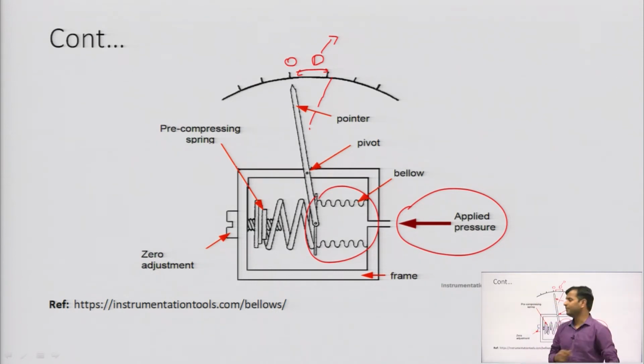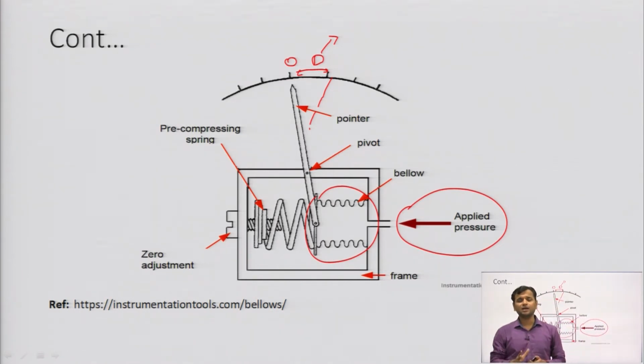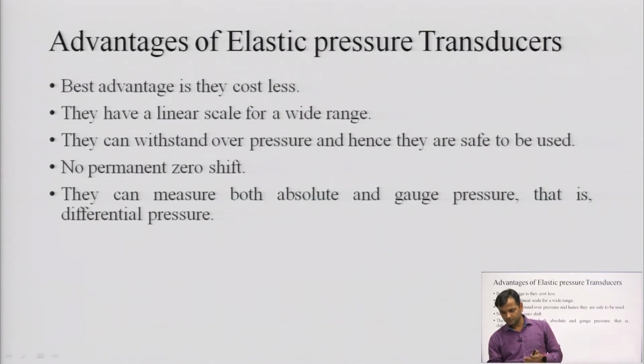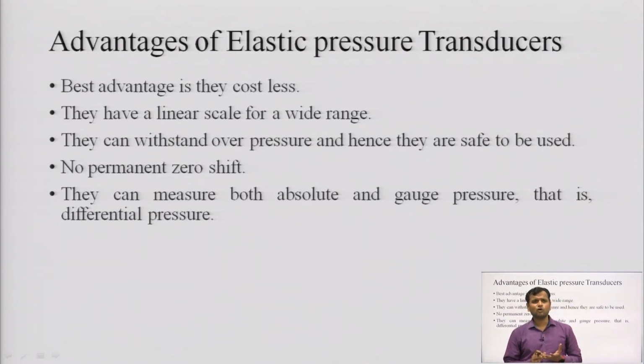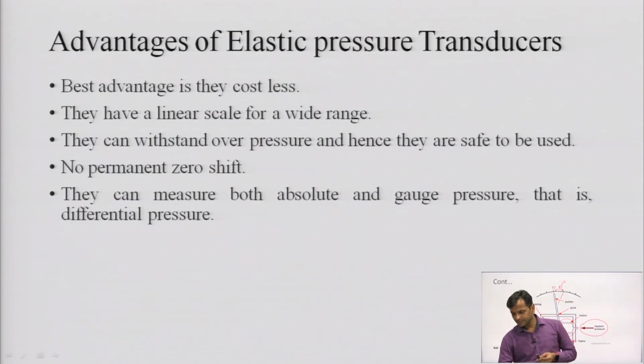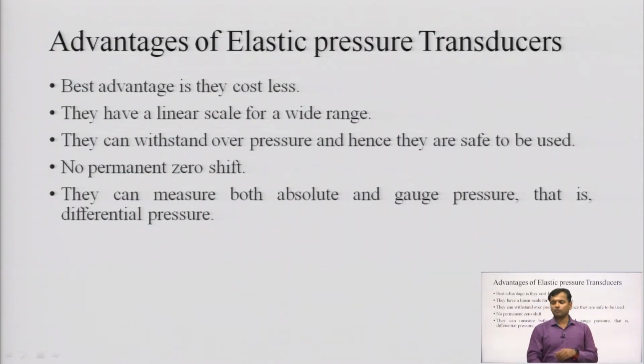So, that will be the basic device in which the bellows can be used. It lies in the category of elastic pressure transducer. Likewise, we have also seen the capsule transducer. Now, there are various advantages of elastic pressure transducer. We can see that the cost is very low for elastic pressure transducer. Also, they have a linear scale of wide range.